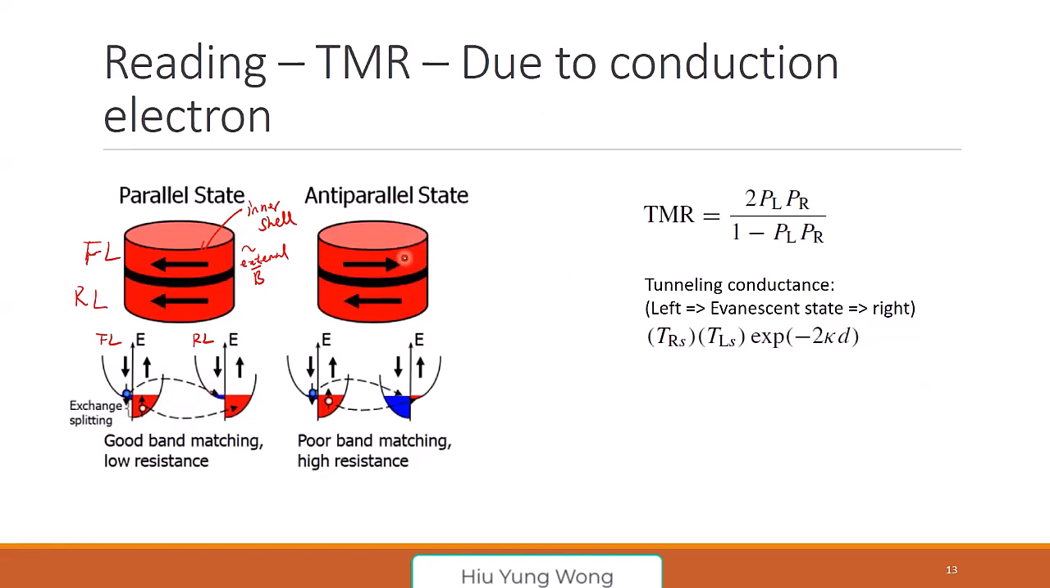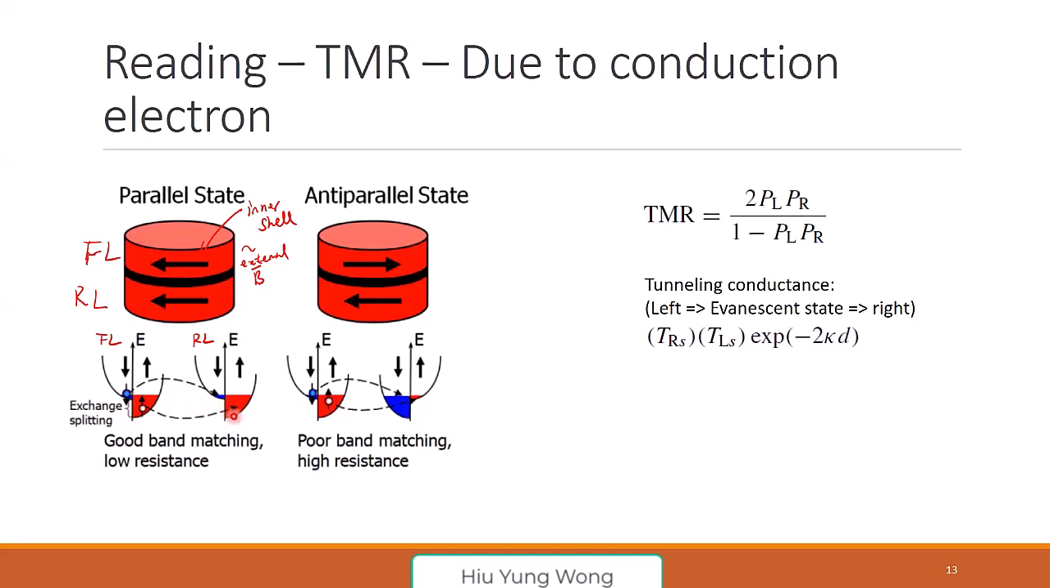If they are anti-parallel, what will happen? Then maybe the free layer has more pointing up, but the reference layer has less pointing up. Then what does it mean? Then if you want to have tunneling, you need to have the electrons tunnel in the same direction. Pointing down needs to tunnel to pointing down. Pointing up needs to tunnel to pointing up.